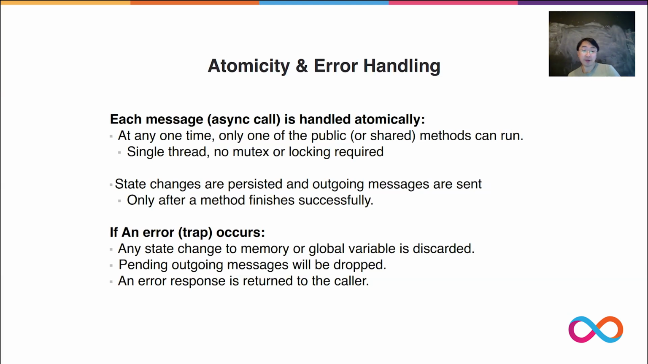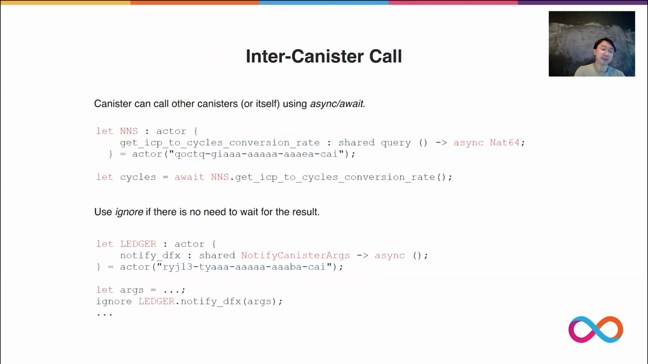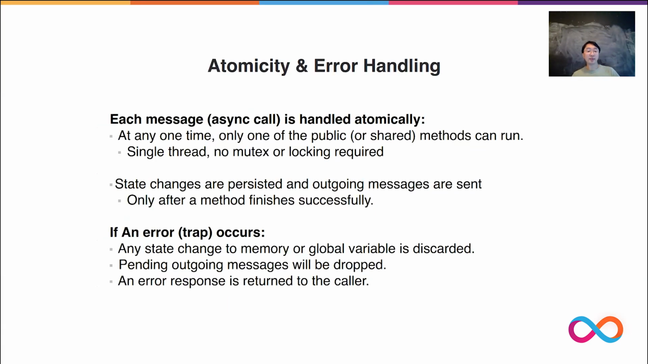State changes are persisted, and outgoing messages are sent, only after this message is successfully processed. So if there's an exception, if you're somehow dividing by 0, or an error in your execution, this message handling will be aborted, and no outgoing messages will be sent. Despite that, if you use this ignore keyword to send messages, you could have sent tens or hundreds of messages, but later down the line, if your function has an error, all those messages will not be sent out. But if you use await, which means the current execution will end, then the pending messages will be sent successfully. So that's also when the state is persisted.